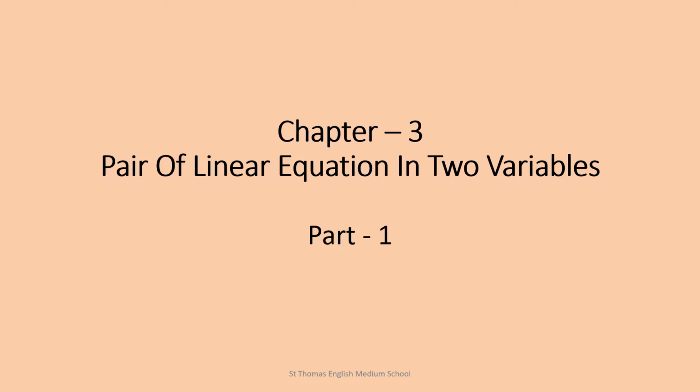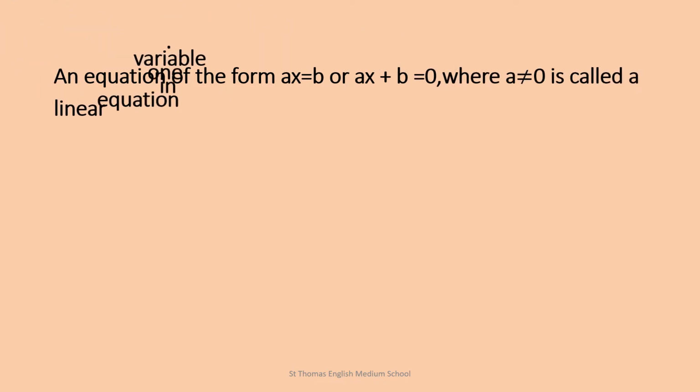Welcome to the first session of chapter 3, pair of linear equations in two variables. An equation of the form ax = b or ax + b = 0, where a is not equal to 0, is called a linear equation in one variable. We have studied in the lower classes about linear equation in one variable.